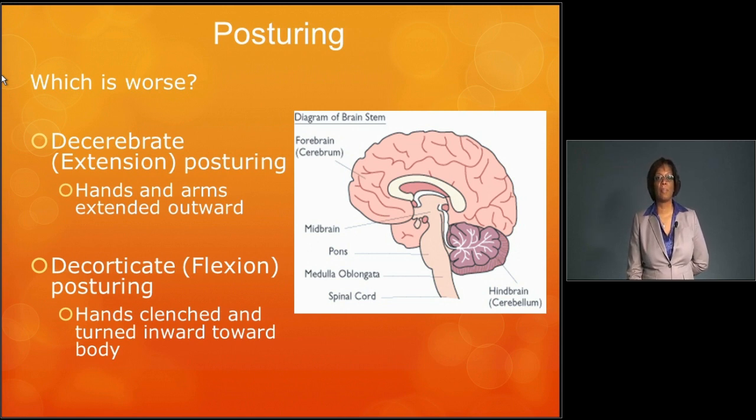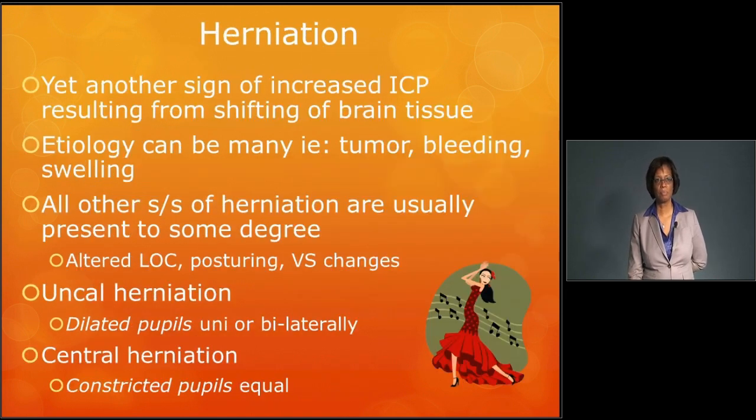So again, we know that posturing is an indicator of injury to the brain stem, and that's the midbrain, pons, and the medulla. And in theory, I guess decorticate is not as bad as decerebrate because it indicates that the damage is a little bit higher in the brainstem as compared to decerebrate, which means the damage is probably to the medulla. And at that point, they're going to have vital sign changes as well.